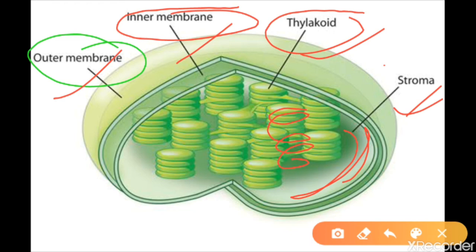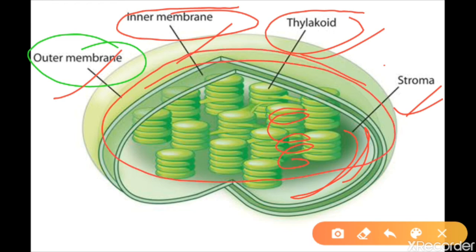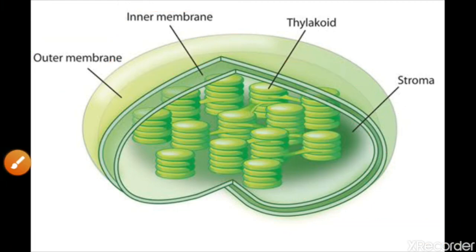So let's see the functions of the chloroplast. We can see that the chloroplast is always found in the higher plants, and its shape is oval, or we can say biconvex. It is found in the mesophyll of the plant cell. The most important function, as I have already told, is to produce food, that means the production of food by the process of photosynthesis.